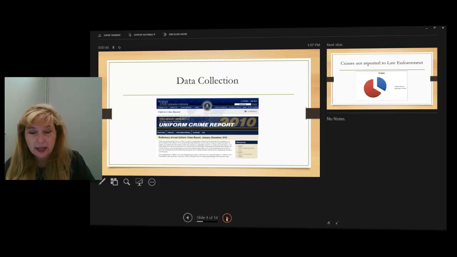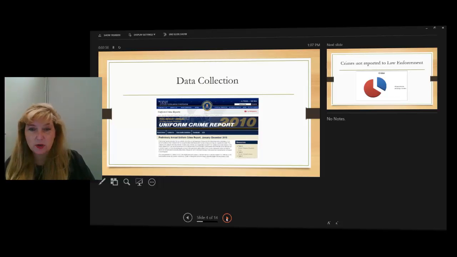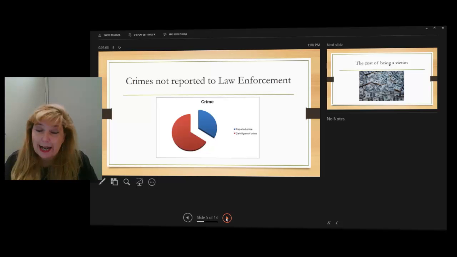We will look at data collection procedures. So we're going to look at how we know what we know. How do we know how many victims there are? How do we know what type of victims there are out there? And how is that data collected? And what's been reported to law enforcement and what has not been reported to law enforcement? And so we're going to look at something called the dark figure of crime. And these are the crimes that go unreported to law enforcement. And we're going to look at how we know that there are those crimes.